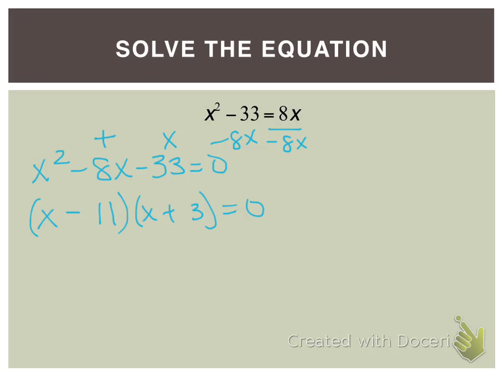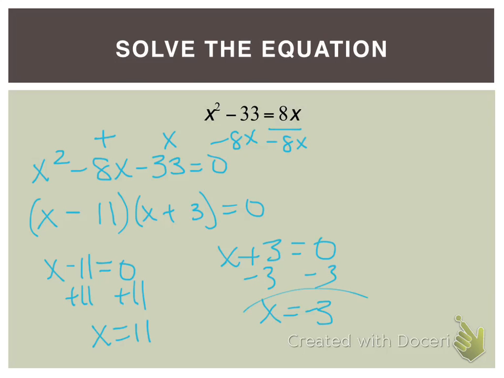Okay, but when we're solving, we got to find the zeros of it. So x minus 11 equals 0, and x plus 3 equals 0. So we got to add 11 on this one to get x equals 11. And then subtract 3. So we get x equals negative 3. So when we're solving, we'll get those two answers.